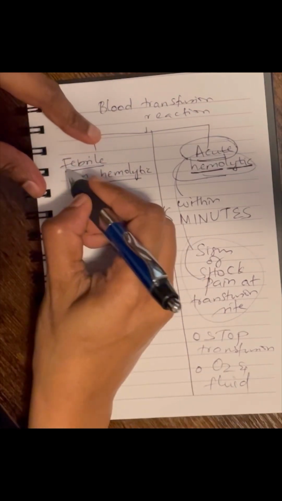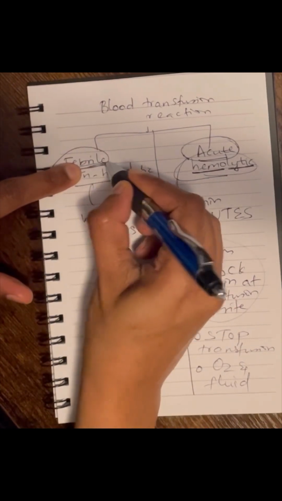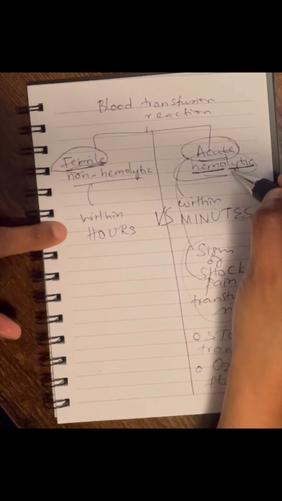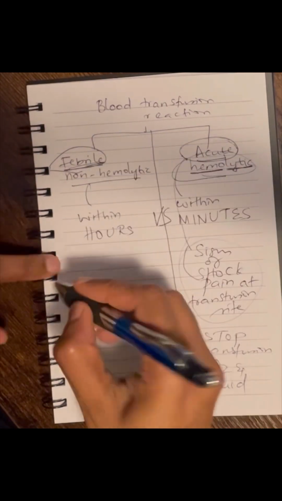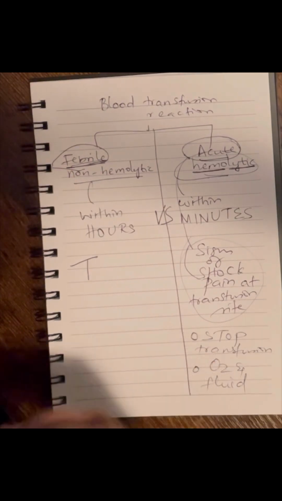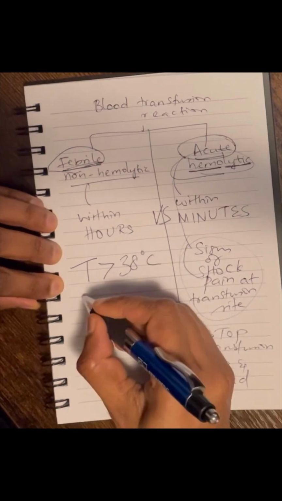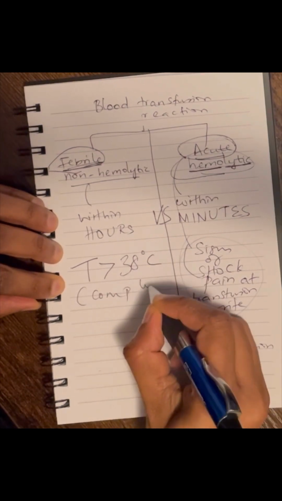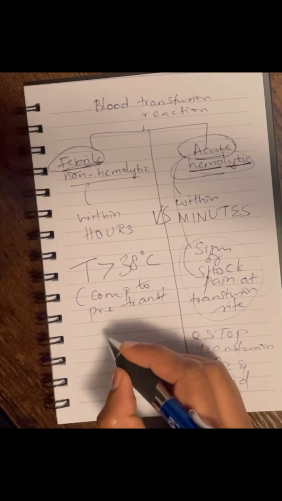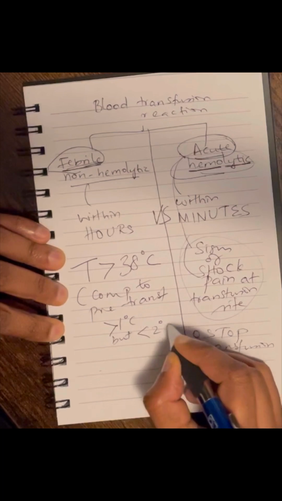Whereas here in febrile transfusion reaction, as the term itself says, there is fever, but you can also have fever in acute hemolytic transfusion reaction. The only difference between them is that the temperature in febrile non-hemolytic transfusion reaction doesn't increase as much. So the temperature can be more than 38 degrees Celsius, or when compared to the pre-transfusion temperature, it can be a variation of more than 1 degree but less than 2 degrees Celsius.